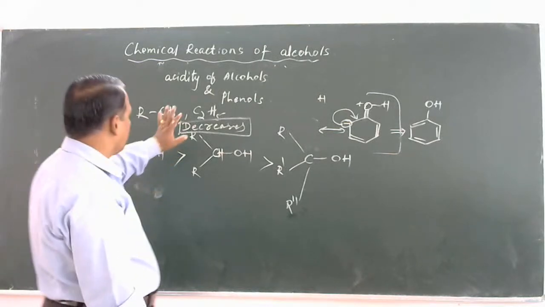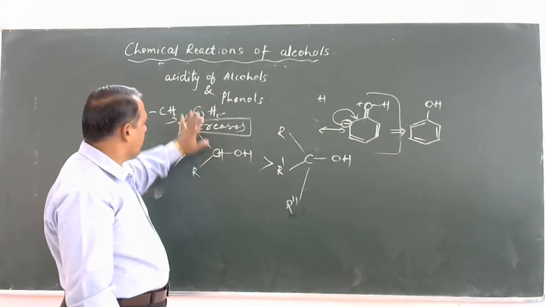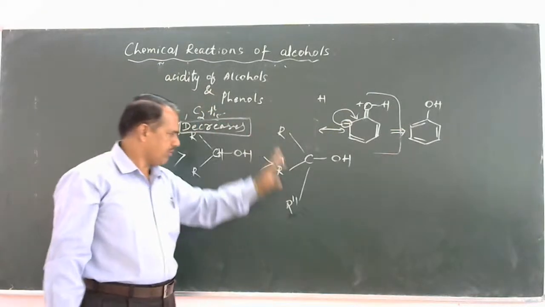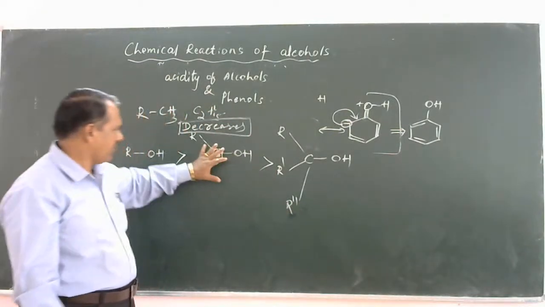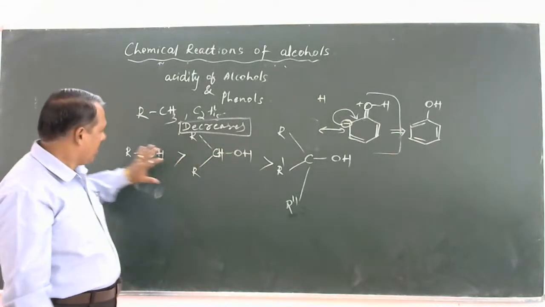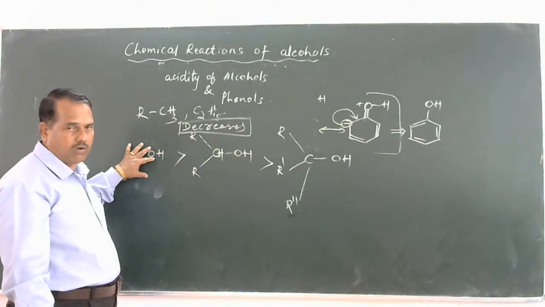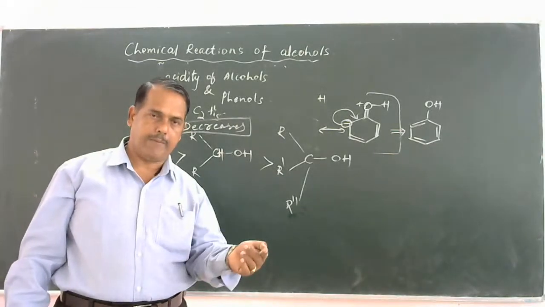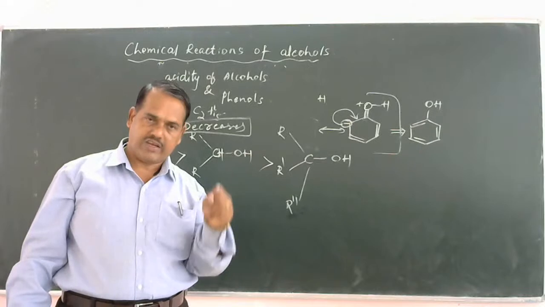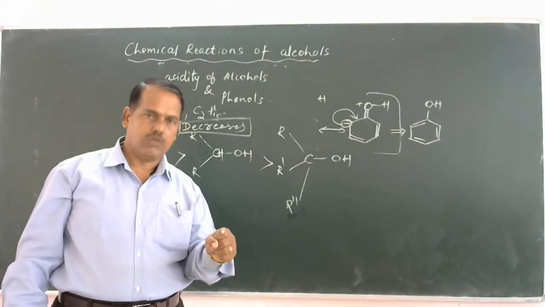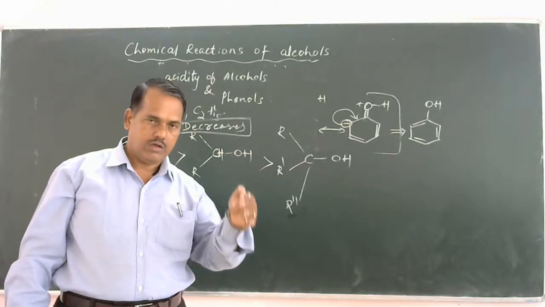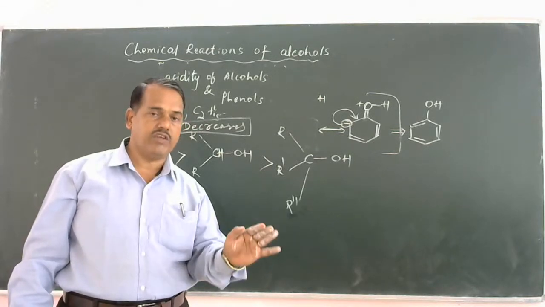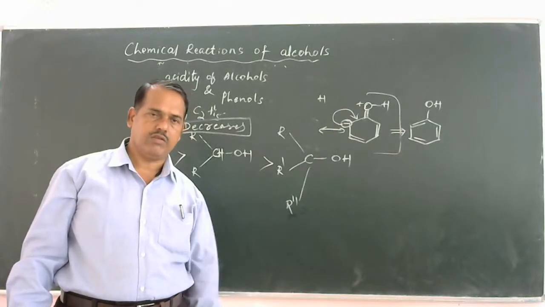This is the comparison of the decreasing acidic strength of alcohols. This is a tertiary alcohol, this is a secondary alcohol, and this is a primary alcohol. As electron donating groups are attached to the carbon atom, the hydrogen atom is held tightly. So the release of hydrogen in the solution is less. Therefore, acidic strength automatically decreases.